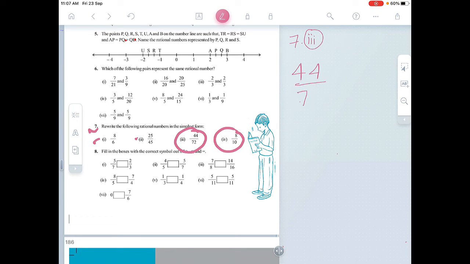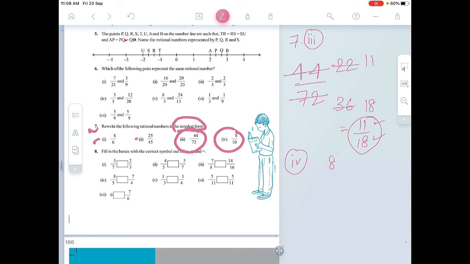44 by 72. Let's start reducing it by 2. 22, 36. Again by 2, 11, 18. Can it be done again? 11 by 18. No, these two are co-prime numbers. So the simplest form of this rational number 44 by 72 is 11 by 18.